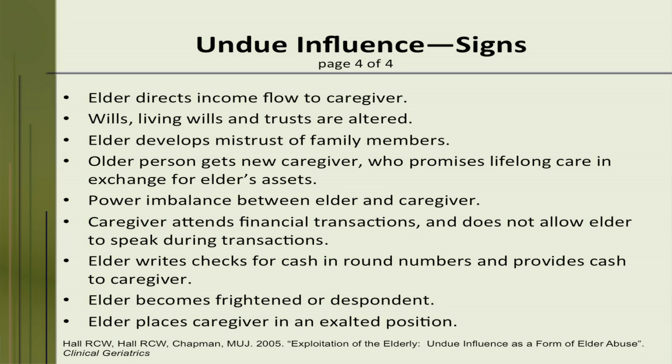Power imbalance between elder and caregiver. You like to see this relationship to be more in the hands of the elder, and have that caregiver just there to help them with their hygiene and their care as far as going to physicians, getting their medications. But when that balance starts to swing in favor of the caregiver, undue influence may be occurring. There's quite a few others here, such as elder becomes frightened or despondent. This is a sign of undue influence, and elder places caregivers in an exalted position.